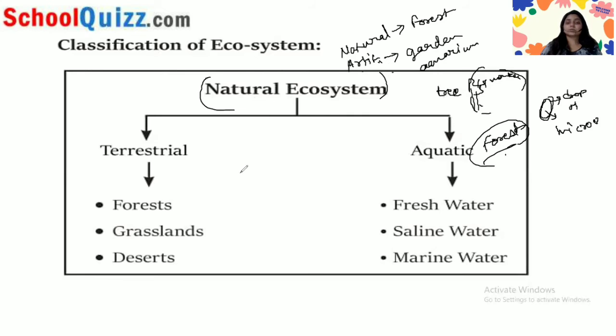So now the classification of the ecosystem. Natural ecosystems are of two types: the terrestrial and the aquatic. The land area and the water area. In the terrestrial ecosystem, we have forests, grasslands, deserts. In the aquatic or water ecosystem, we have freshwater, saline water, or the marine. Saline water and marine water are the same.